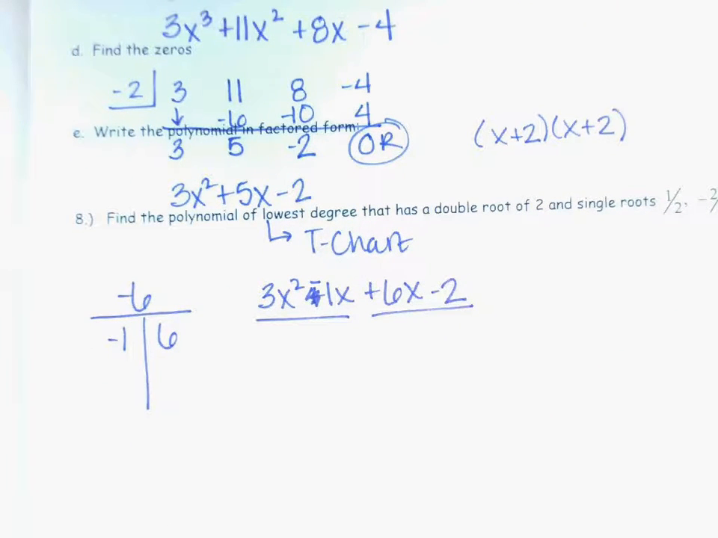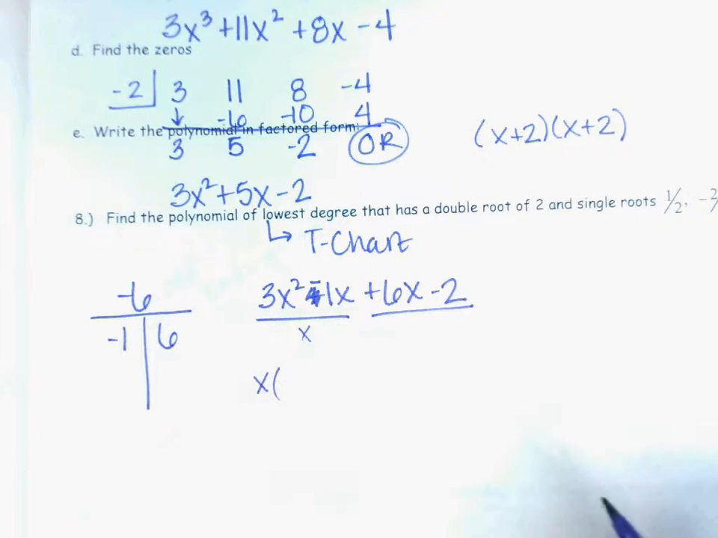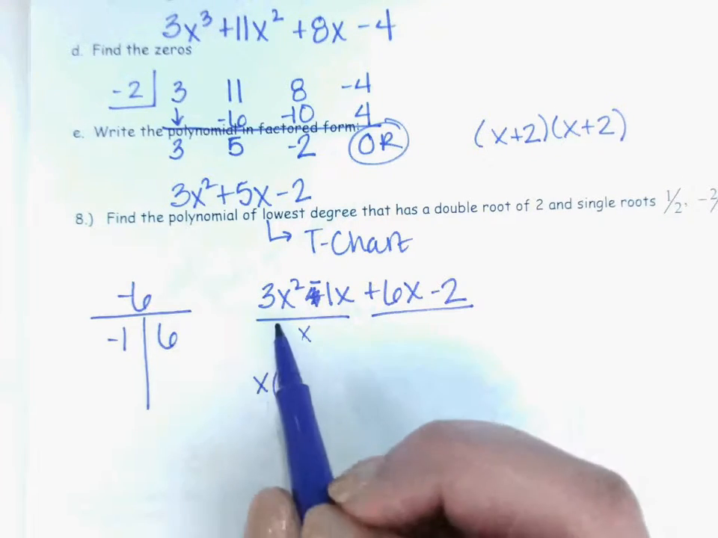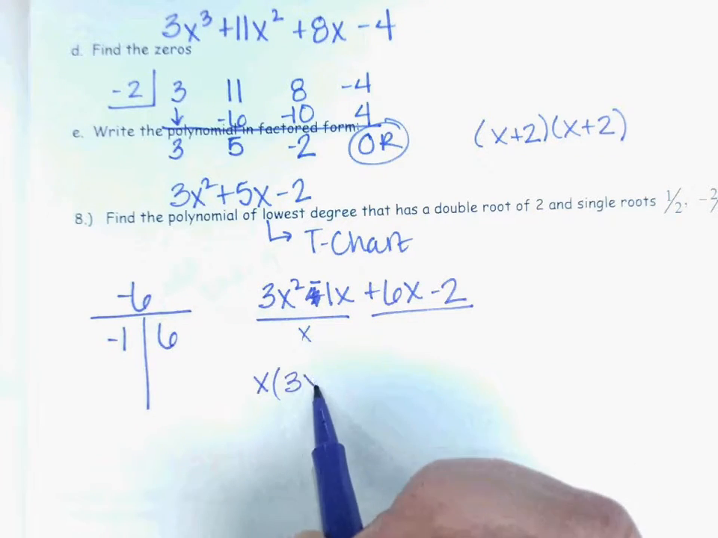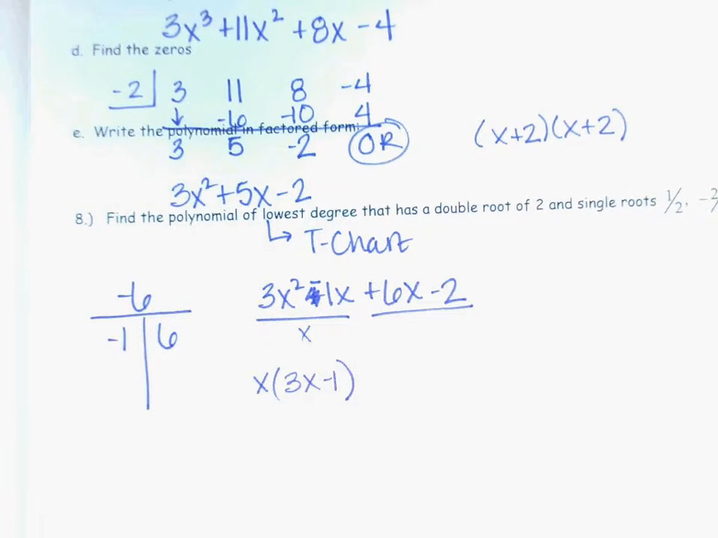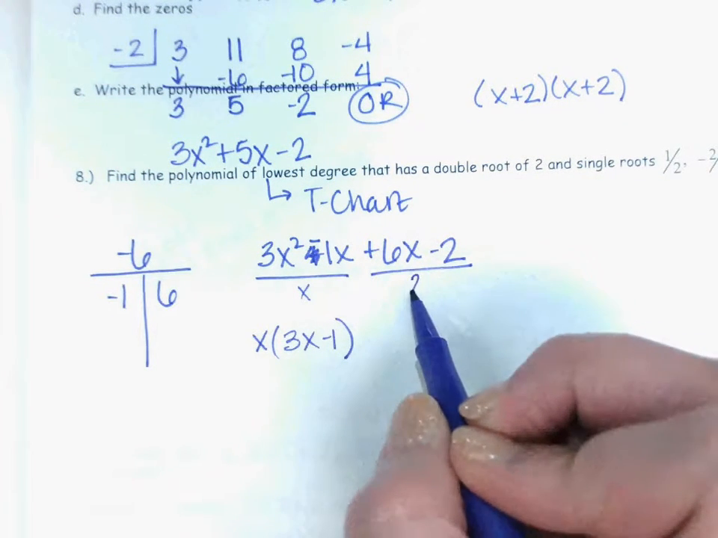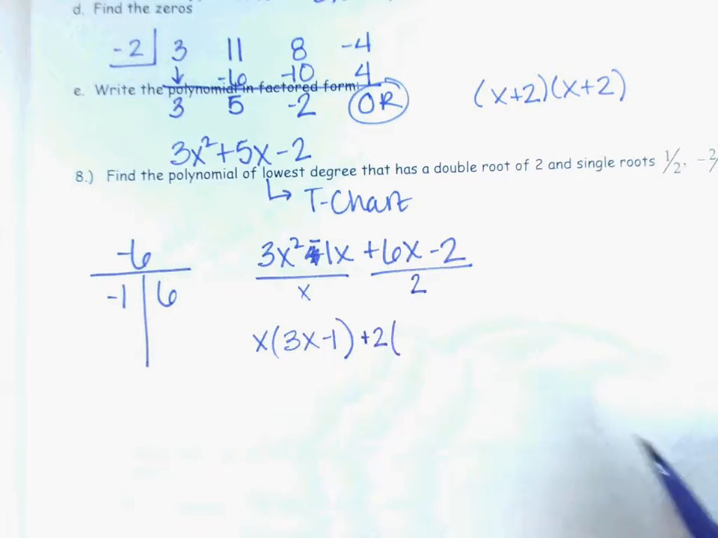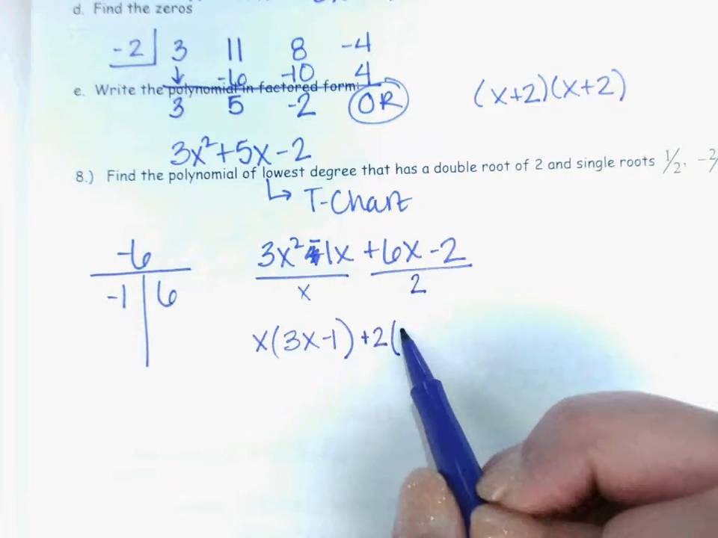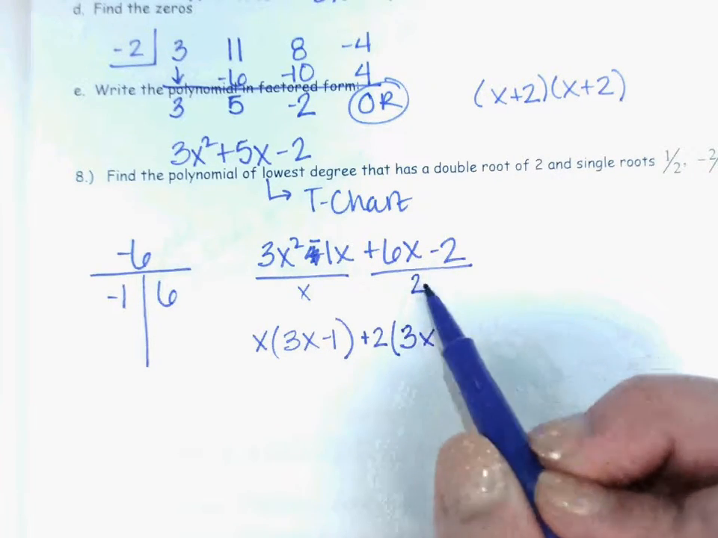First two guys, what can we take out? Letter x, what's left over? 3x minus 1. Second two guys, 6 and 2, what can both of those divide by? 2, right? So then I do a plus 2 there. What's 6 divided by 2? 3x, and then that one's a 1.